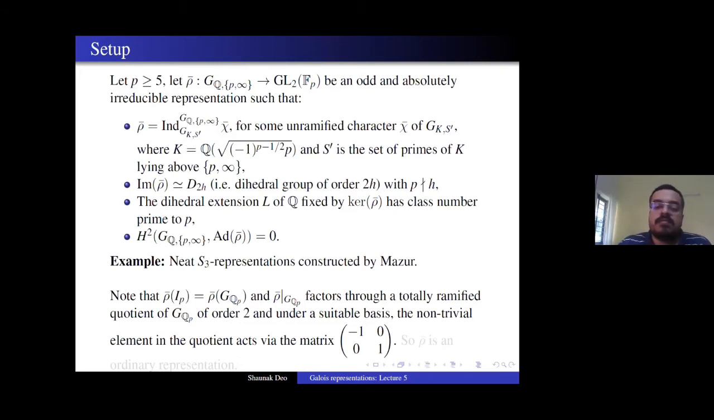So because of this, we know that rho bar restricted to G_{Q_p} looks like a sum of two characters. One is the trivial one, and the other is a character corresponding to the totally ramified quotient of G_{Q_p} of order 2. So in particular, rho bar is an ordinary representation, because in our definition, ordinary meant that it's an extension of two characters, and the character appearing on the lower side of the diagonal is unramified, and so this is satisfying that. So rho bar is ordinary, so we can talk about the ordinary deformation ring of rho bar, and that's what we are going to do next.